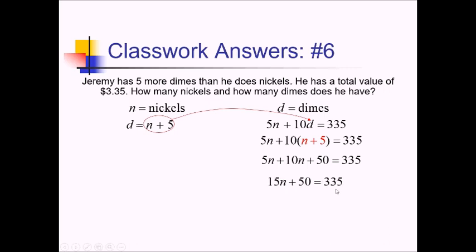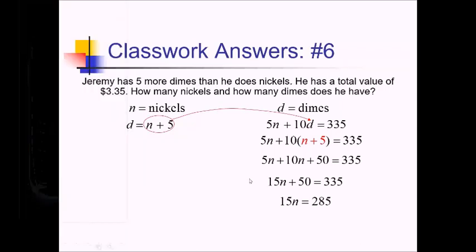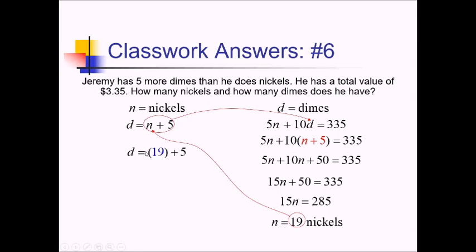Subtracting 50 from both sides, that's going to be 285. And now I have to divide that by 15, which I'll do on the calculator just to be on the safe side. So 285 over 15 gives me 19. So that's 19 nickels. N equals 19 nickels. To find the number of dimes, let's plug in 19 for n in this equation up here because D is already isolated in this one. So we have 19 plus 5, which gives us 24 dimes.